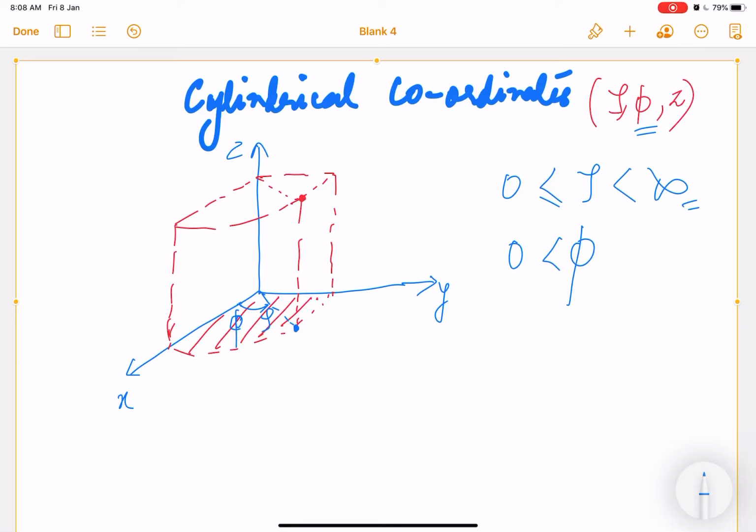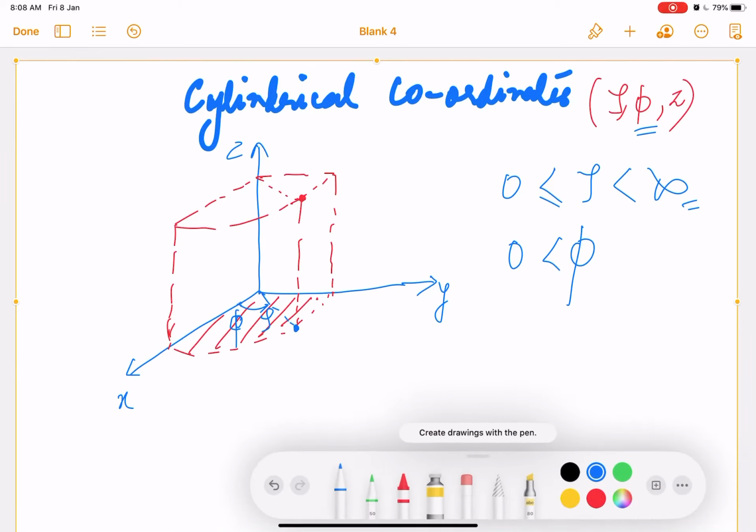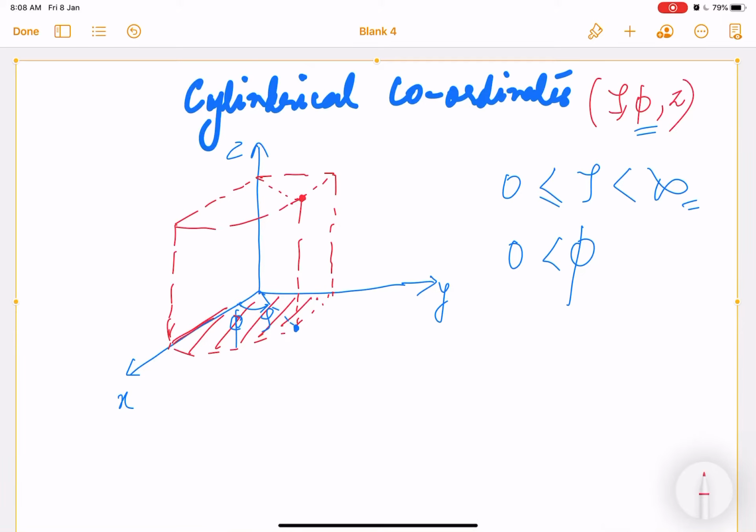It will vary from 0, basically I say this point, and then it will move a complete 360 degrees. So its other limit is 2 pi. Well, basically we write it like this. Okay, then next, what can be the height of your cylinder?